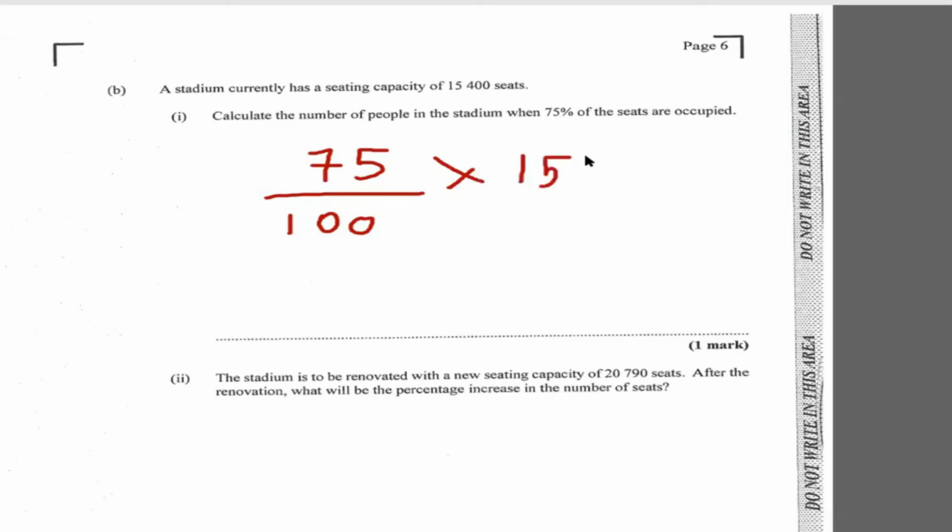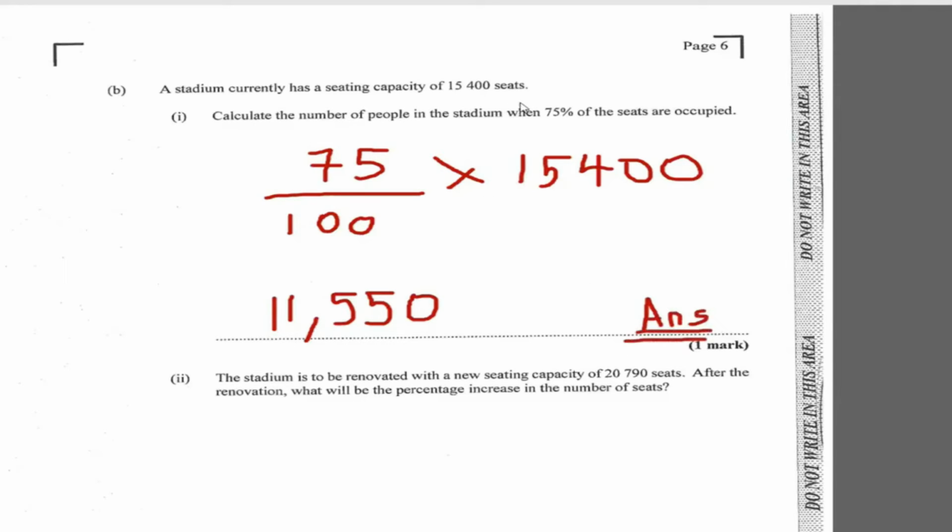So let's work that out. 15,400 multiplied by 75 over 100. Putting this in my calculator, what I'm getting is 11,550. That's 11,550 people in the stadium. That's what this works out to be. 11,550. That's the answer. We just had to find 75% of the total capacity.